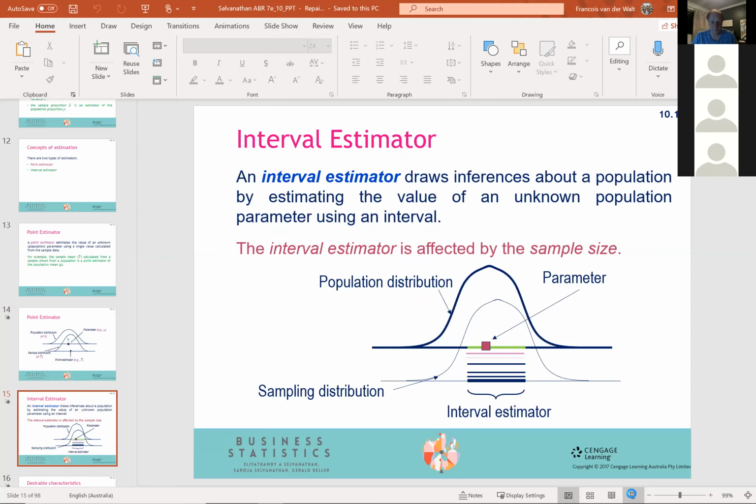You do see my screen, yes? Yes, we do. I hope so, otherwise we're stuffed. Okay.